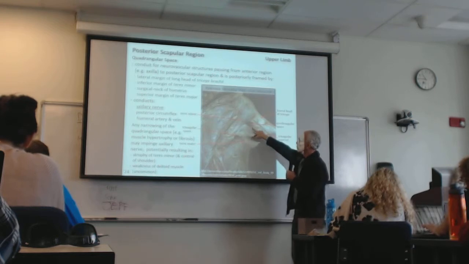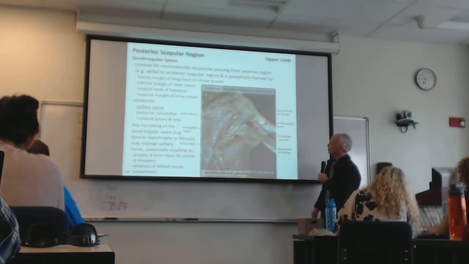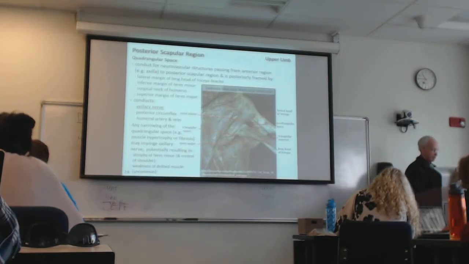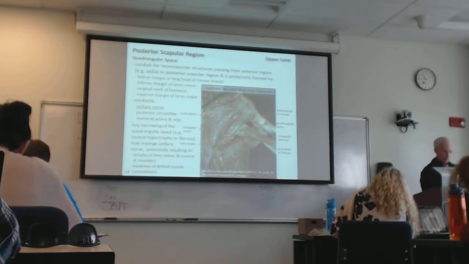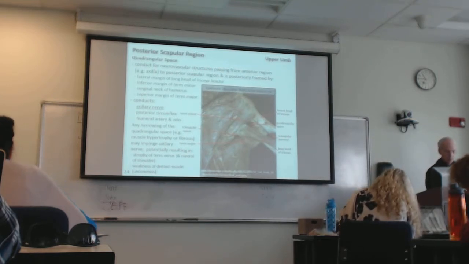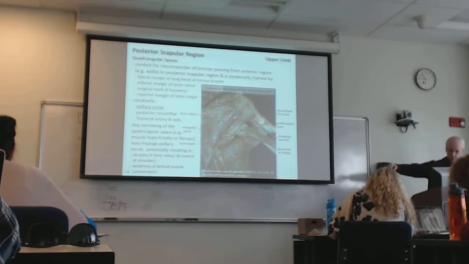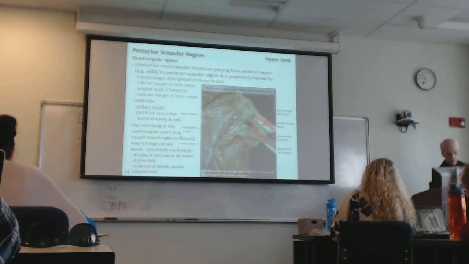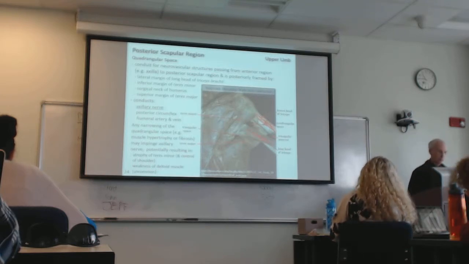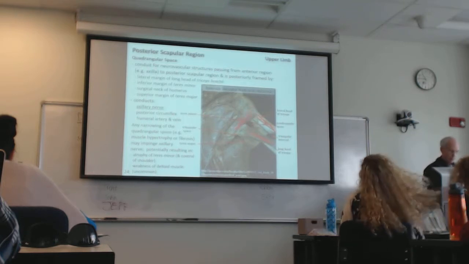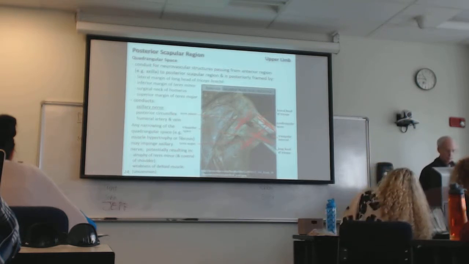So this is the large one. This is called the quadrangular space, and you can see once again that in this case, the arm is somewhat extended. We have the 2 heads of the triceps, the lateral and the long head, and then you have the teres minor superiorly and the teres major inferiorly.